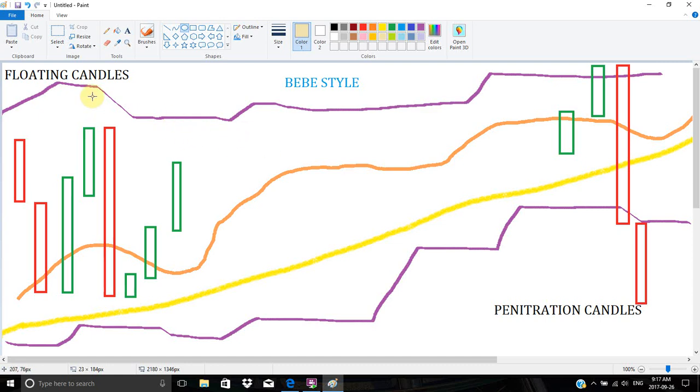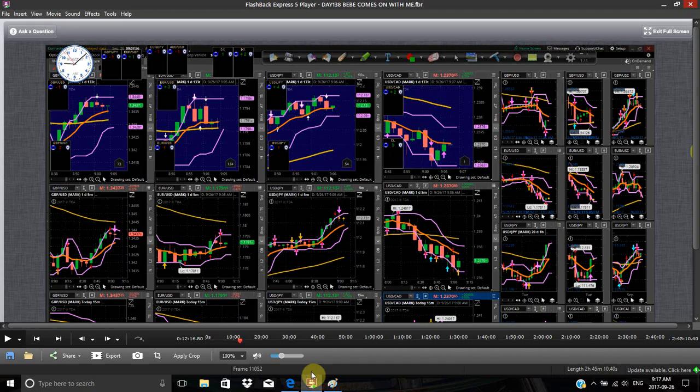Today we're going to talk about floating candles and penetration candles. What we will learn today is floating candles when above the orange. This is orange, by the way, not brown. Orange road. So let me give an example.